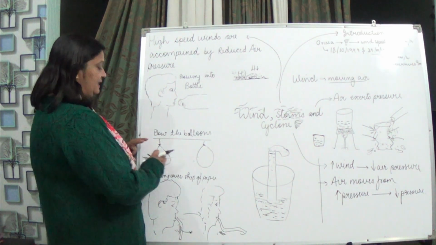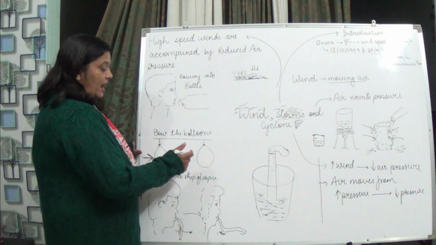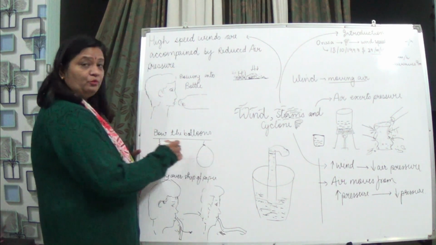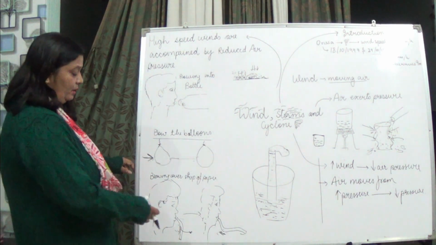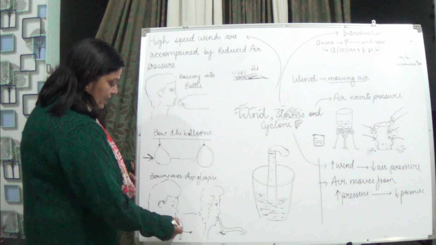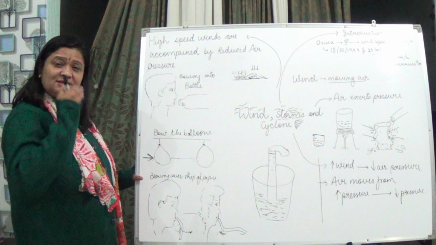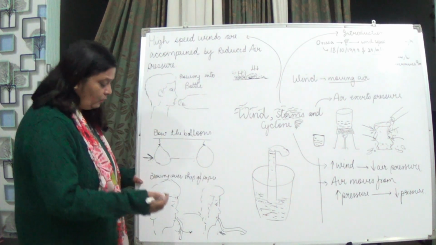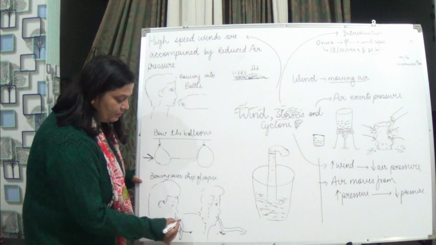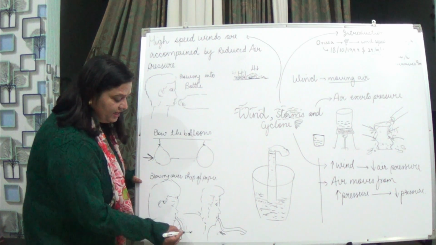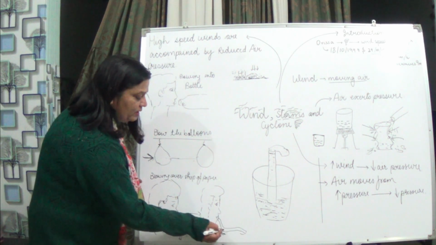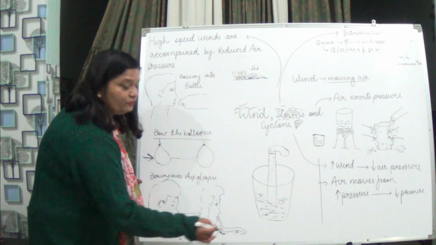What happens is that this decreases the air pressure over here, and as a result we see that these two balloons come near each other. Next experiment: blowing over a strip of paper. Take a strip of paper and blow it. When you are blowing from the mouth, a low pressure area is created, and as a result this paper moves forward.